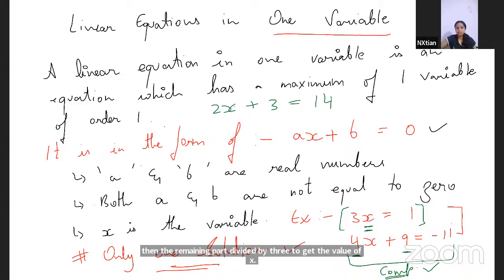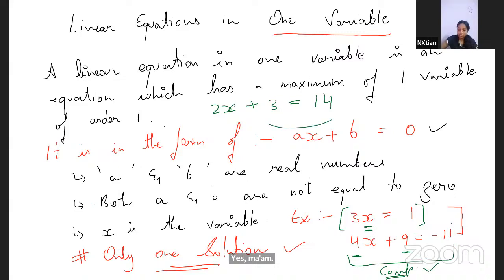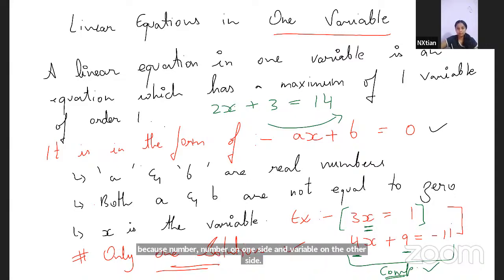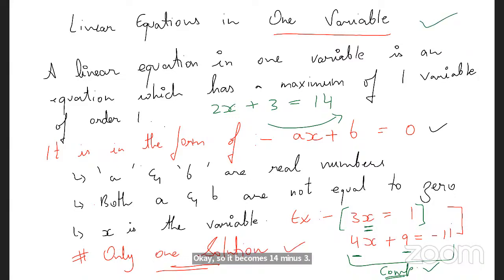2x plus 3 equals to 14, you were telling, right? Yes, ma'am. We take 3 this side, because number on one side and variable on the other side. So it becomes 14 minus 3. We'll subtract 3 from 14 and we'll get 11. And then we'll take 2x equals to 11.